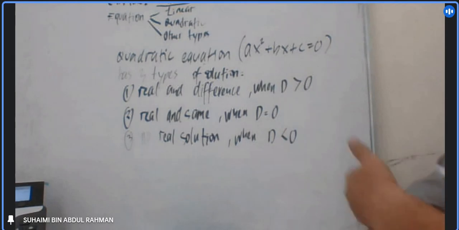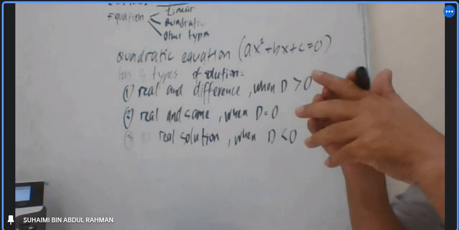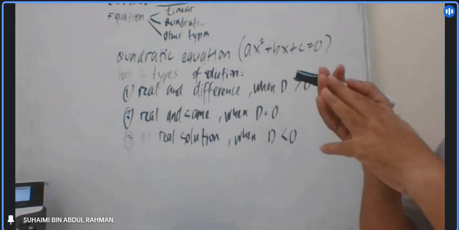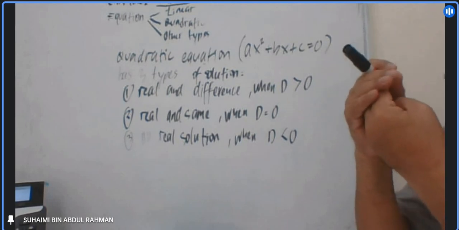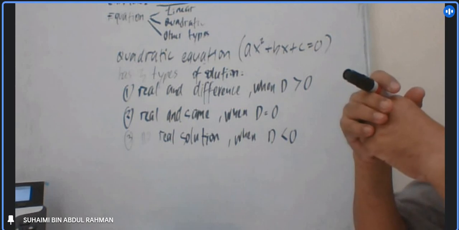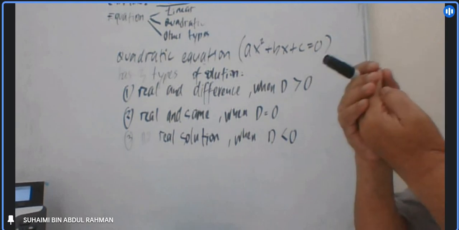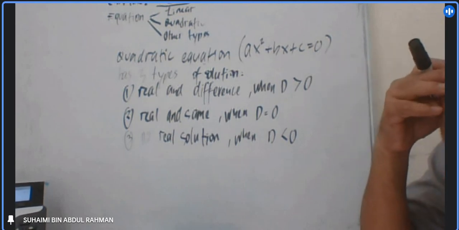Remember that when we talk about quadratic equations, we talk about methods of solving a quadratic equation. We have three methods of solving quadratic equations. And when we talk about types of solutions of quadratic equations, we also have three types of solutions.